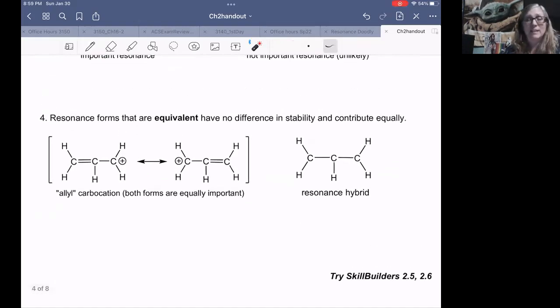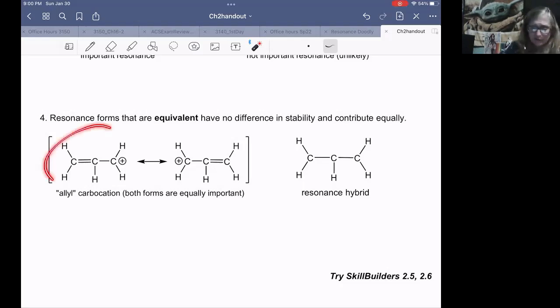All right, and finally, sometimes when we compare two structures, we don't find any difference. They have the same number of octets, they have the same number of charges, the charges are on the same elements, and so in that case, it's okay that you don't find a difference. We describe them as being equivalent. This is called the allyl carbocation, and it has two resonance structures, and they're equally important. They contribute equally to the hybrid as well.